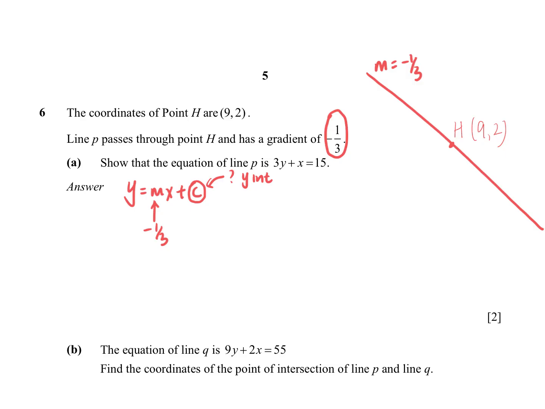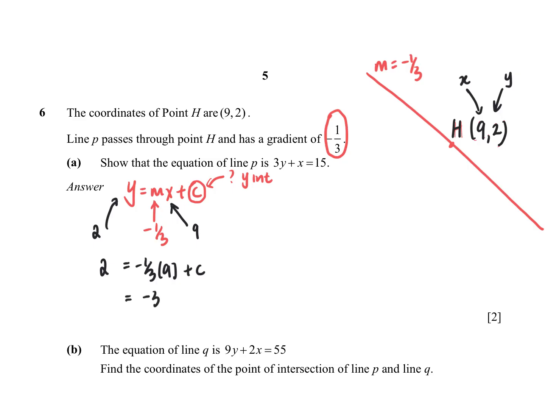So since this point lies on the line, you know you can substitute this into the equation. So put in your x as 9, put in your y as 2. So put in all your values. Okay, then when you solve, you realize that the y-intercept is 5. So your final equation looks like this.